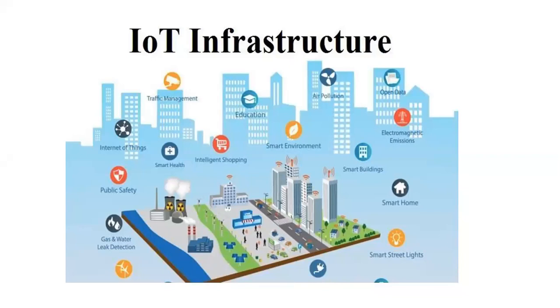Infrastructure may be, just like we talked about, smart grids. Infrastructure may be anything: a smart home, a smart building, everything around us. This is the infrastructure, and we can apply IoT in infrastructure in various ways, such as in a smart city. What is a smart city? A smart city is infrastructure based. So IoT can be applied there also. Next slide, sir.